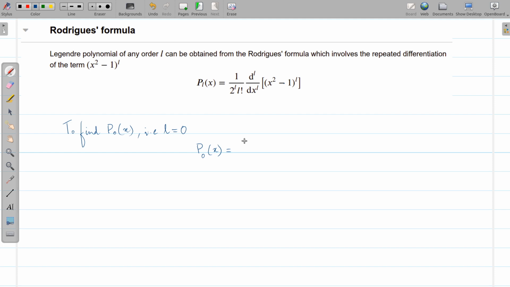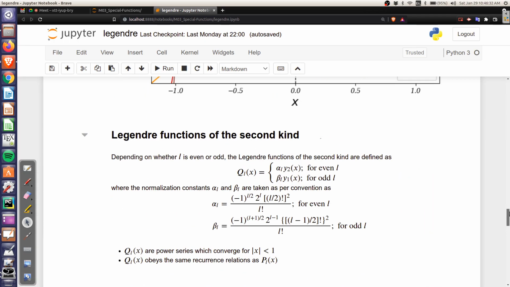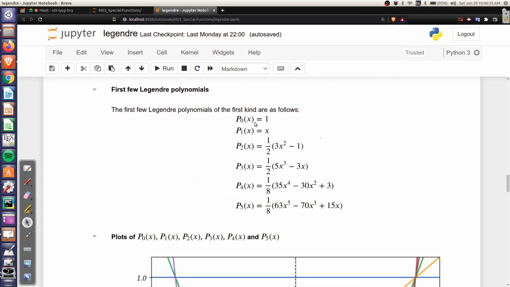So P0 of x is equal to 1 divided by 2 to the power 0 times 0 factorial, then the 0th derivative, d0 by dx0, of (x square minus 1) to the power 0. You can see everything becomes 1. Zero derivative means the function itself, so you're not doing anything. This is raised to the power 0, so this entire thing turns out to be 1. We expected P naught of x to be 1, and we got 1.